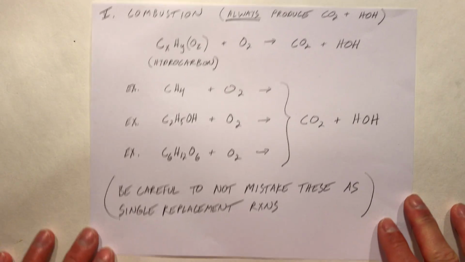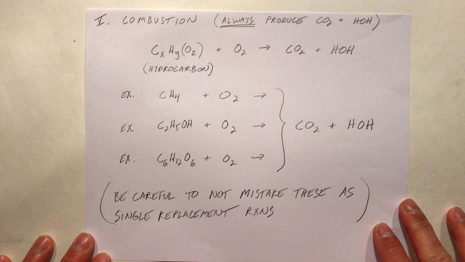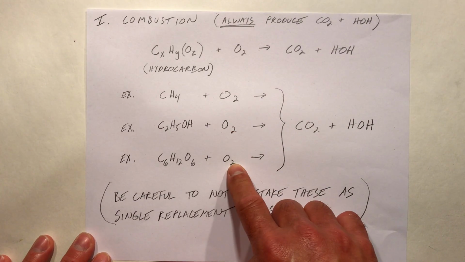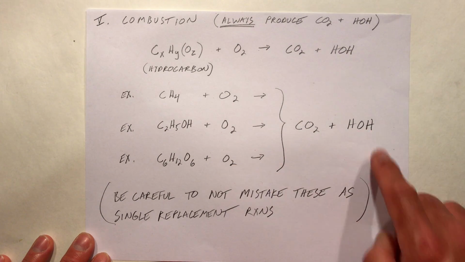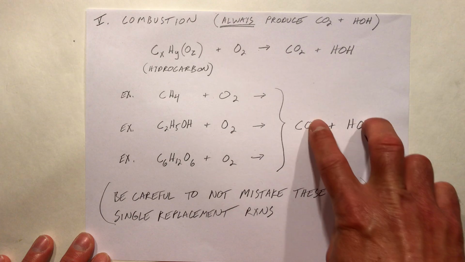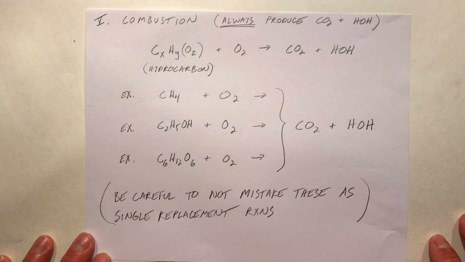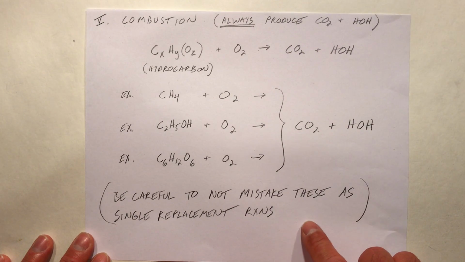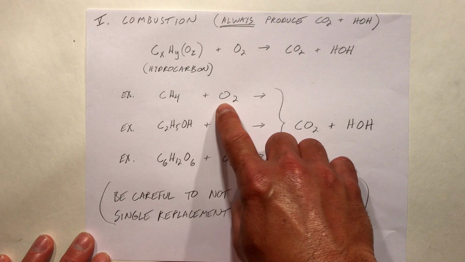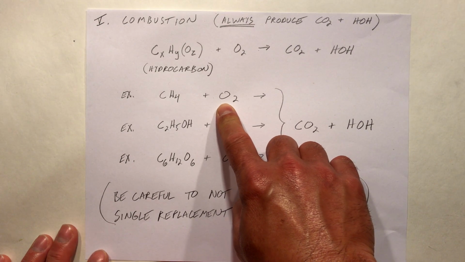Let's take a look at some different combustion possibilities. Notice that whenever we combine these hydrocarbons and oxygens, we're getting carbon dioxide and water. So combustion is actually very easy to predict, and the only thing you really have to be careful about is do not mistake these for single replacement reactions, because it kind of looks like we have a compound and an element where you would want to do a single replacement.